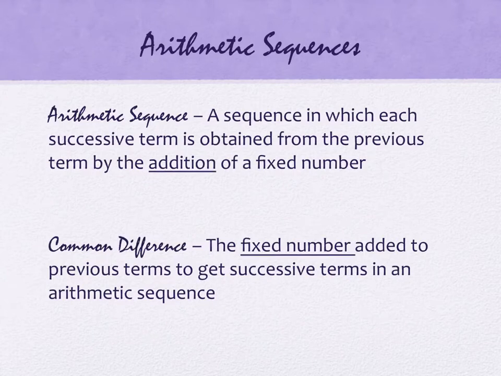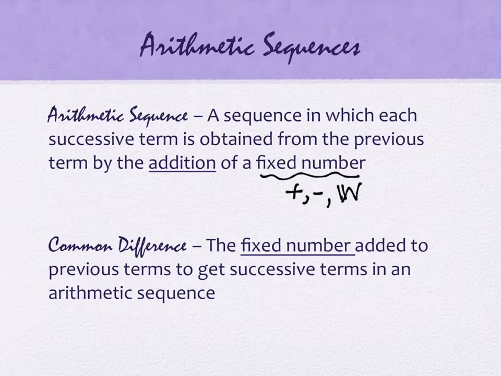A couple of different specific types of sequences we're going to take a look at. Three, I think, actually, between today and Friday. The first one is called an arithmetic sequence. This is a sequence in which each successive term is obtained from the previous term by the addition of a fixed number. That fixed number could be positive, it could be negative.